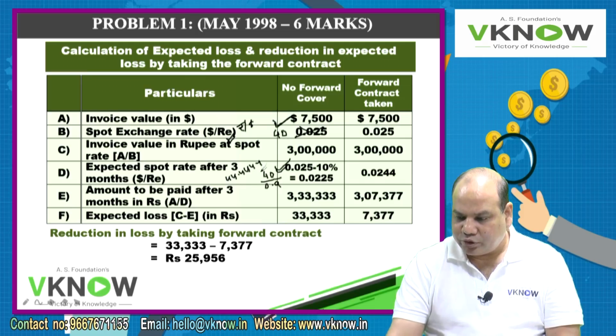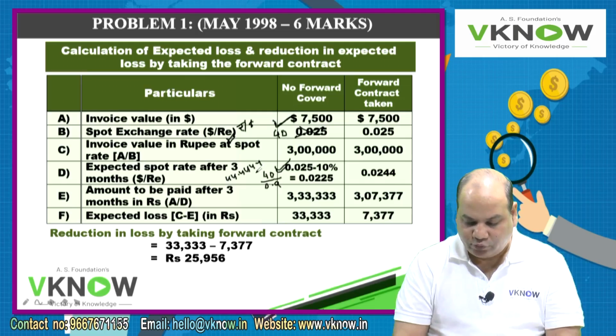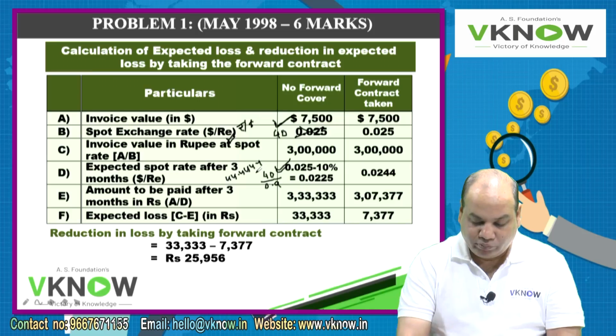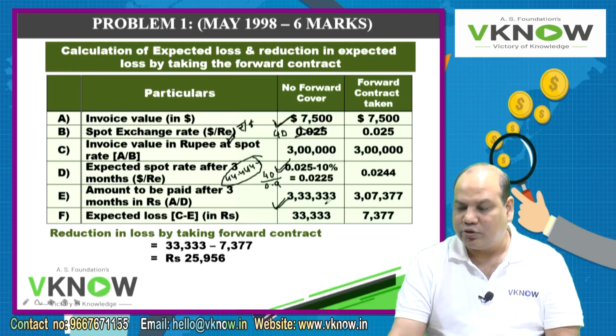Now 7500 multiplied by 44.4444, what is the answer? So you will be happy to note that if I take this rate, my answer is still 3,33,333. So as I said, if you do the calculation correctly, the answer will be the same.